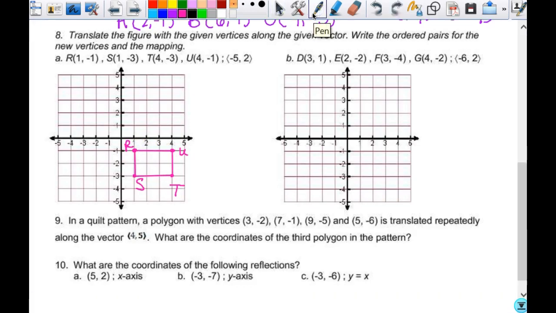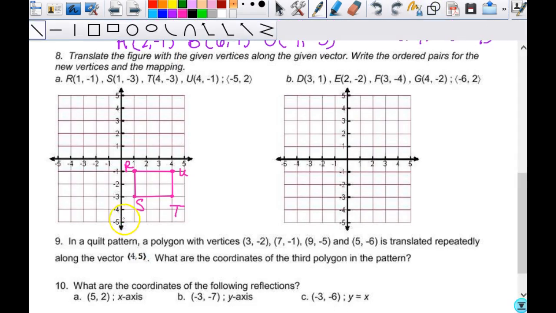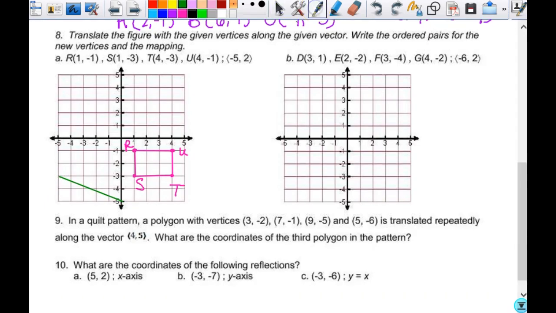So I am going to translate it along the vector -5, 2. So start here. Actually, there's not a point there. I'm going to draw in a vector. I start here, go -5 and up 2. My vector would look like this, because remember I can draw the vector anywhere on the graph, but every point's going to move that distance in that direction.